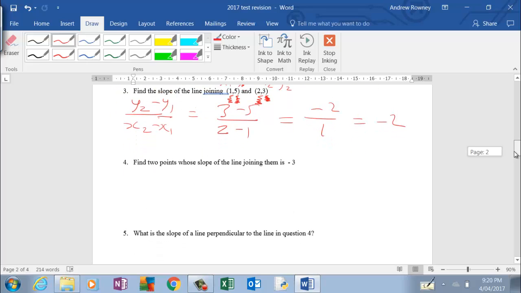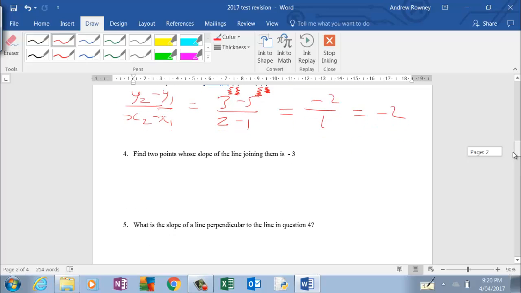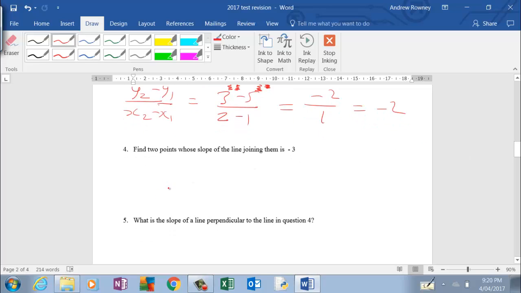Find 2 points whose slope of the line joining them is minus 3. We need to get 2 points so that the slope is minus 3. Actually, it's more likely to be something like that because it's a negative slope, it's got to go down. And we have to think of the 2 points that would have that slope. Now slope is rise on run, minus 3 on 1.